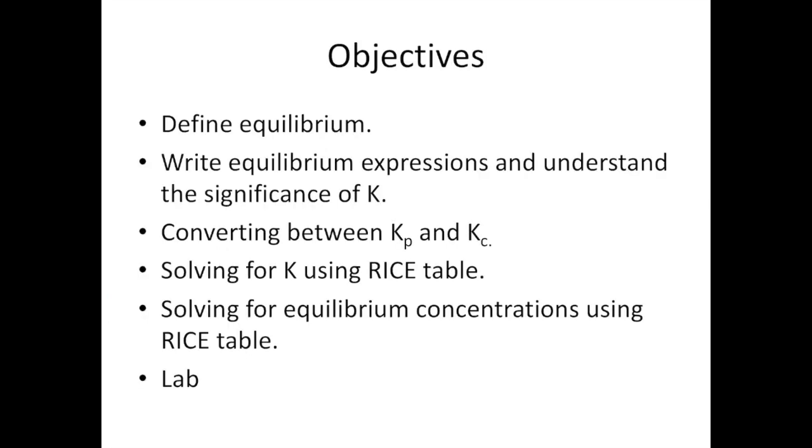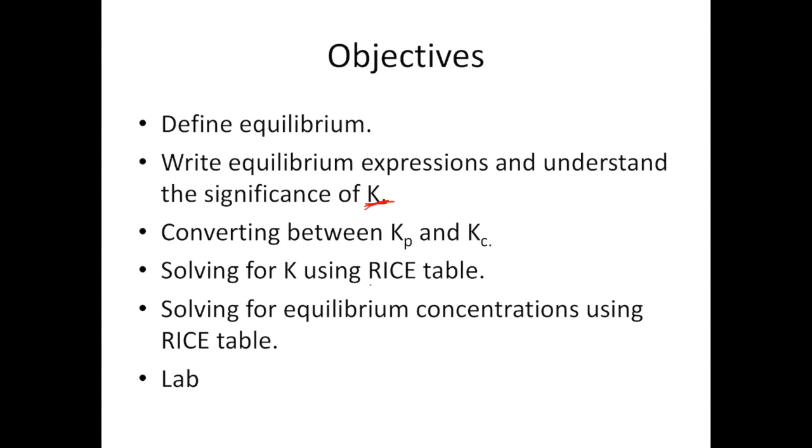Okay, so our objectives in this chapter on equilibrium are to define what equilibrium is. We want to be able to write equilibrium expressions and understand what K means, which is our new variable. We're going to convert between Kp and Kc. Kp is for pressure and Kc is for concentration. They're both equilibrium constants. It's just one is for gases and one's for solutions.